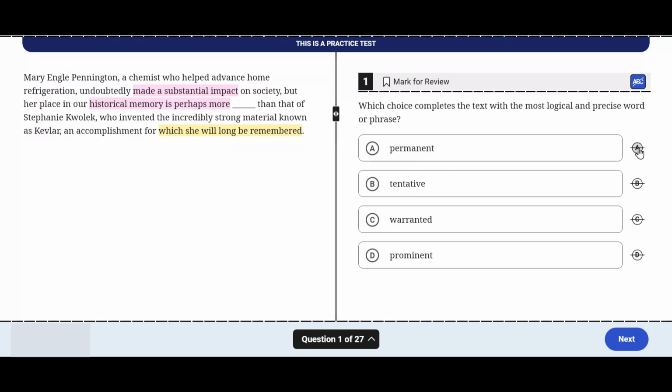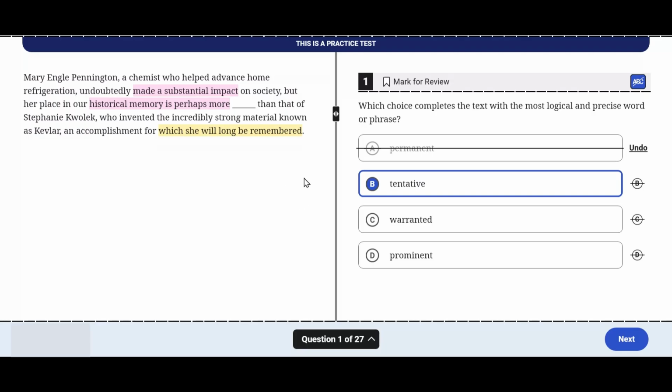Permanent, that's exactly opposite of what I was thinking, not more permanent, because Stephanie, we know, was actually very permanent. She will long be remembered. Tentative is kind of weak or reluctant, maybe. So I would guess that could be our answer based on my guesses earlier. Accomplishment isn't quite as well known. Warranted, yes, of course, her work certainly warranted a historical memory.